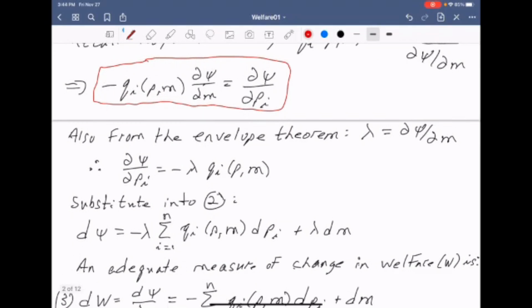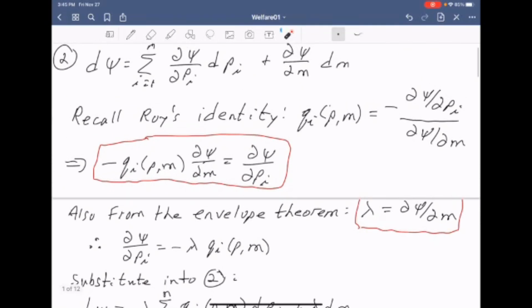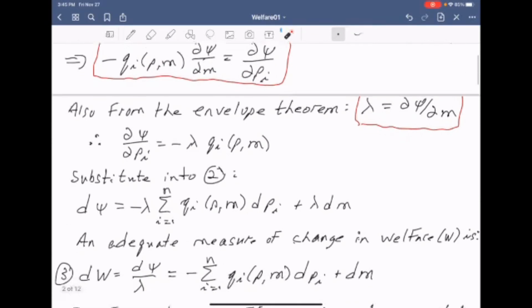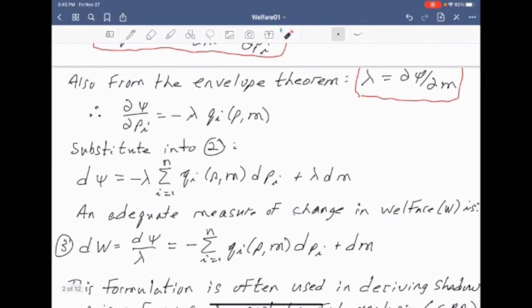Also from the envelope theorem, we get this result here, and that enables us to rewrite the partial of psi with respect to pi, this right-hand side, as minus lambda qi of p and m, so minus lambda times the ordinary demand function. Substituting that into equation 2 gives us the following result, where we have minus lambda times the sum of the Marshallian demands times dpi, plus lambda dm.